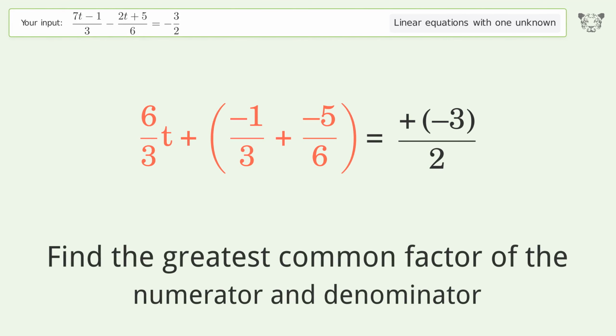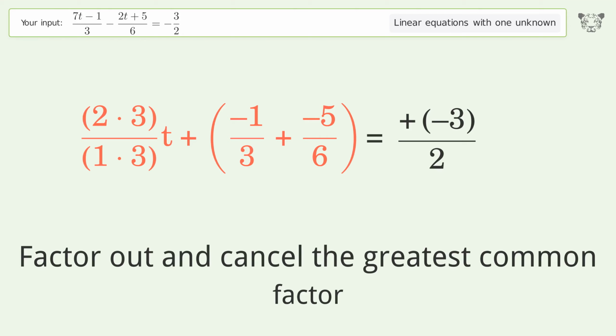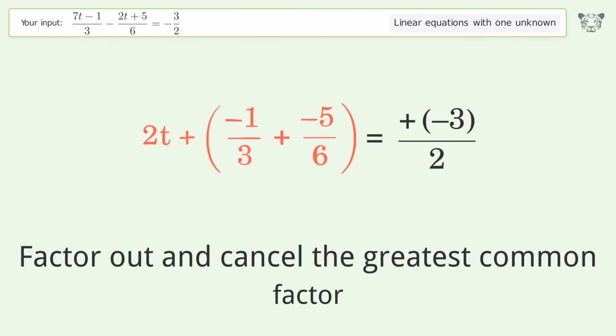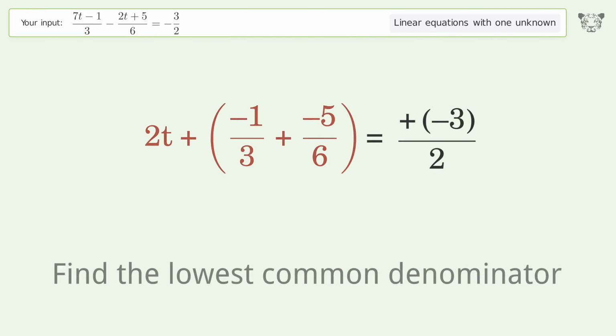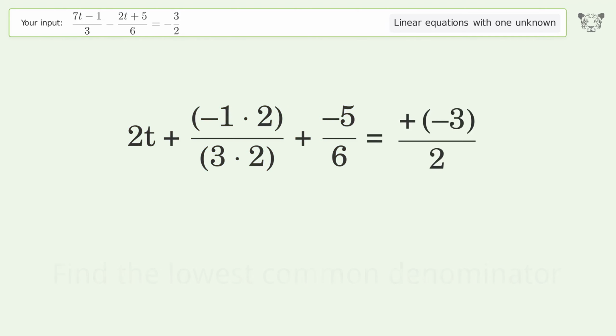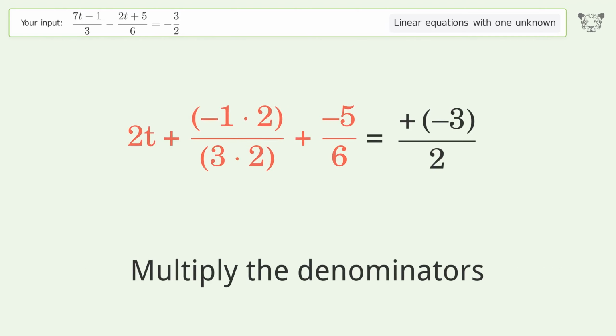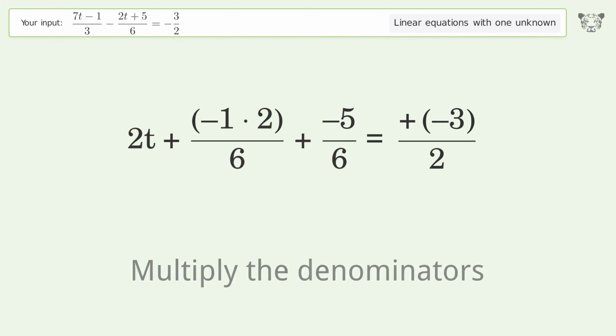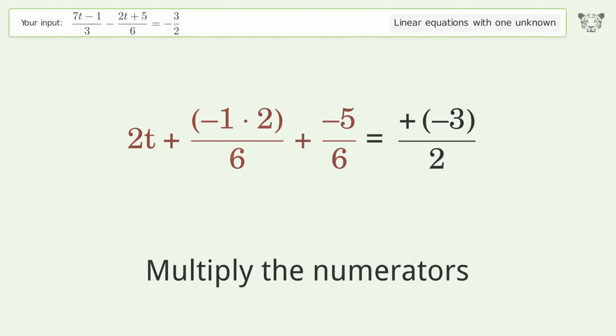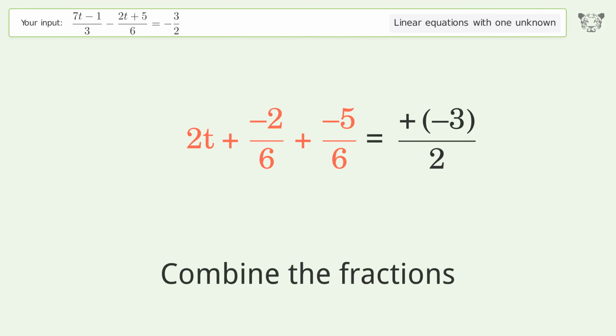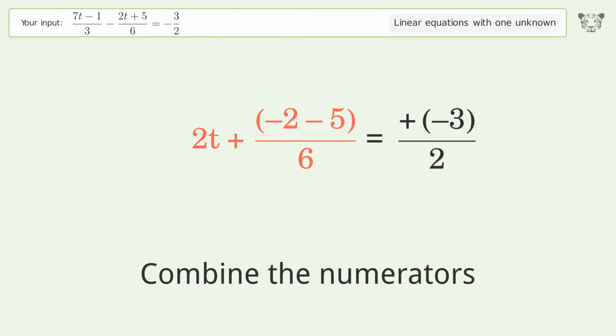Find the greatest common factor of the numerator and denominator. Factor out and cancel the greatest common factor. Find the lowest common denominator. Multiply the denominators. Multiply the numerators. Combine the fractions. Combine the numerators.